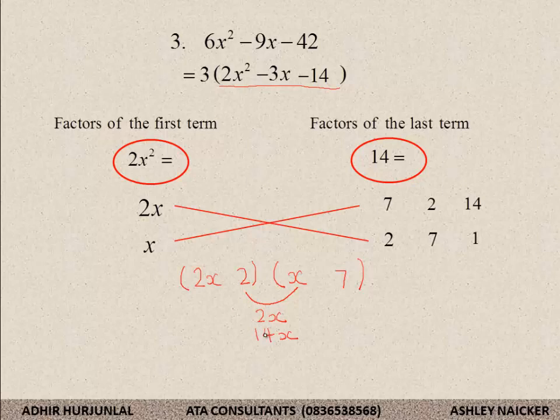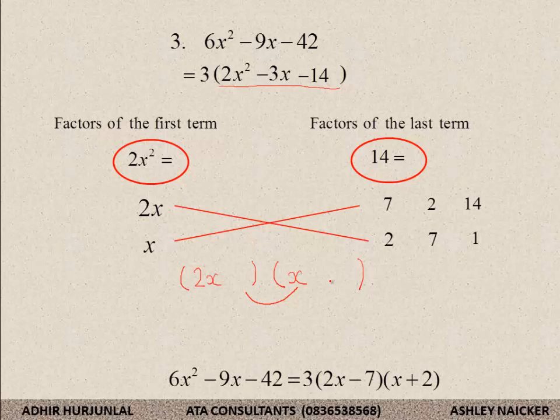But remember, it is trial and error. So I know it's not going to work. Let me swap these around. Sorry guys, I got to the answer too fast. Let me swap these around. Instead of making it 2 times 7, let's go ahead and try the opposite way around. Make that 7 and make that 2.